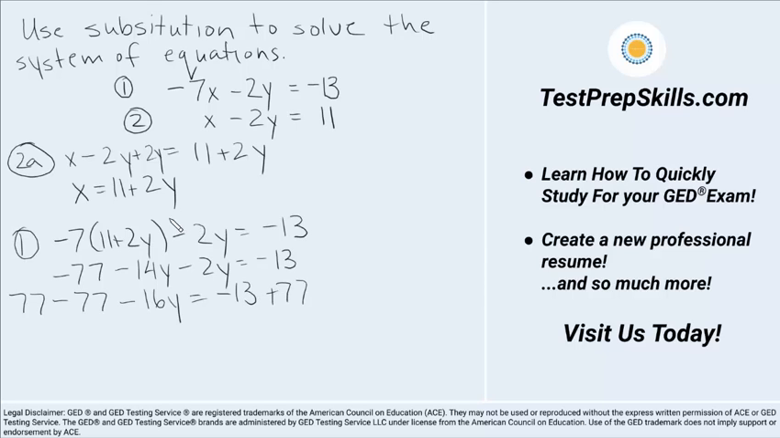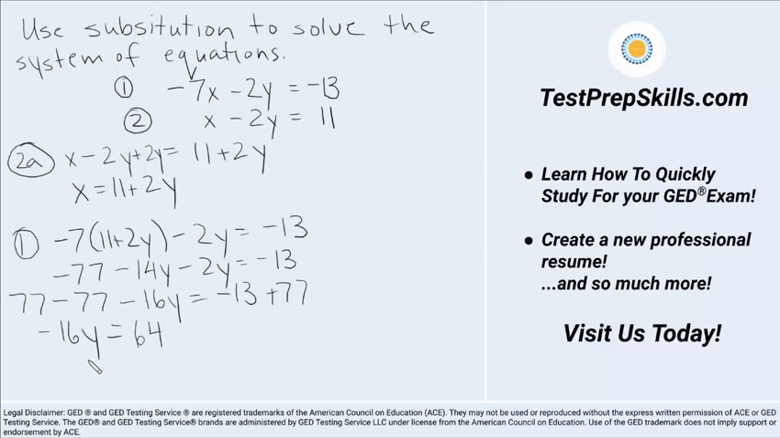For the same reasoning as before when I was trying to move something. If this is negative 77 or minus 77, if I do the opposite action, which is adding 77 to both sides, it will cancel on the side that I'm trying to move it from, okay? In this case, the left-hand side. So 77 minus 77 is 0, and I'm left with negative 16y. And then on my right-hand side, I have negative 13 plus 77, which leaves me with 64.